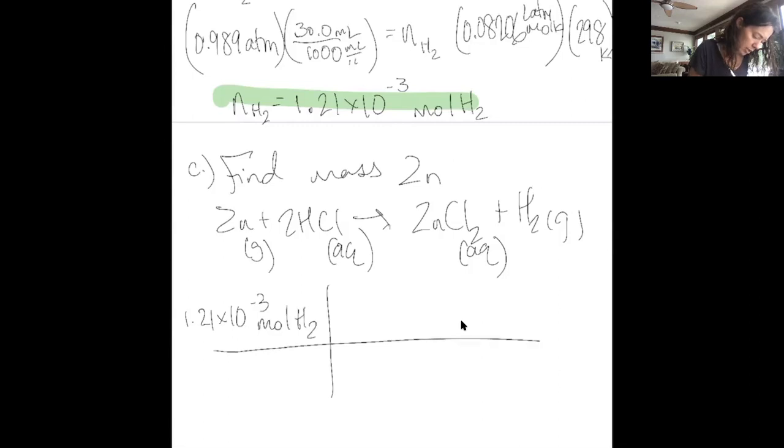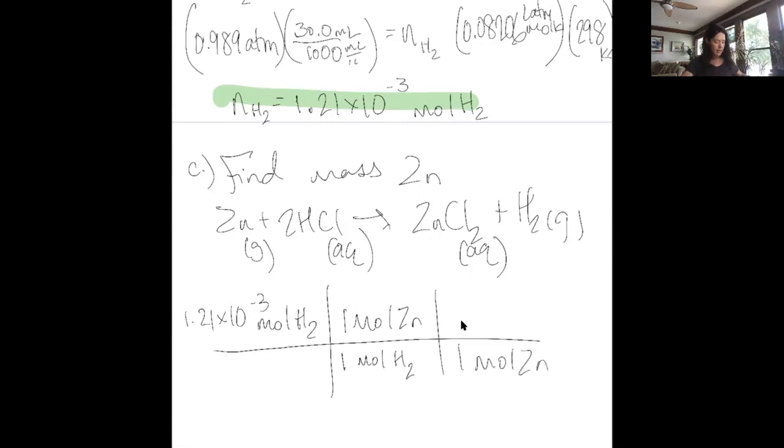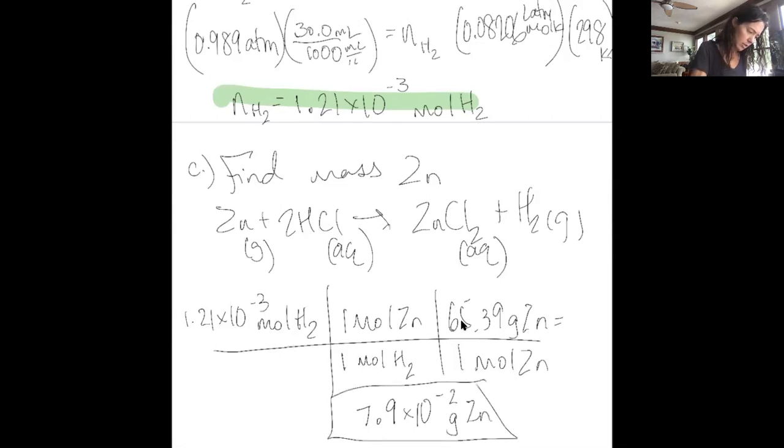Now, if I have 1.21 times 10 to the negative third moles of hydrogen, I can look at my stoichiometry and see that every 1 mole of hydrogen relates to 1 mole of zinc. And every 1 mole of zinc, good thing I have a periodic table right here, has a mass of 65.39 grams of zinc. So I've got that number in there already, times 65.39 equals, okay, small amount. So I must have used 7.9 times 10 to the negative second grams of zinc. All right, that's an answer.